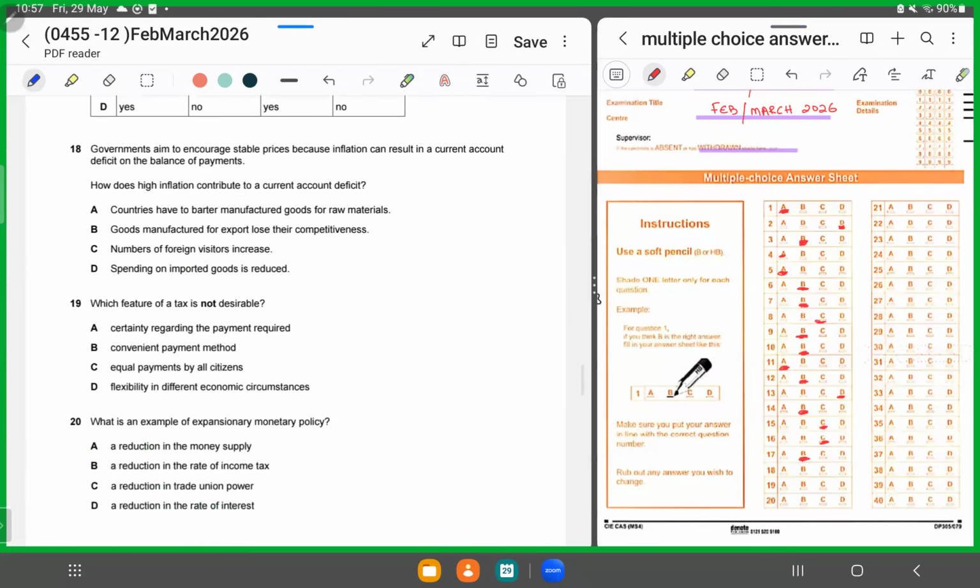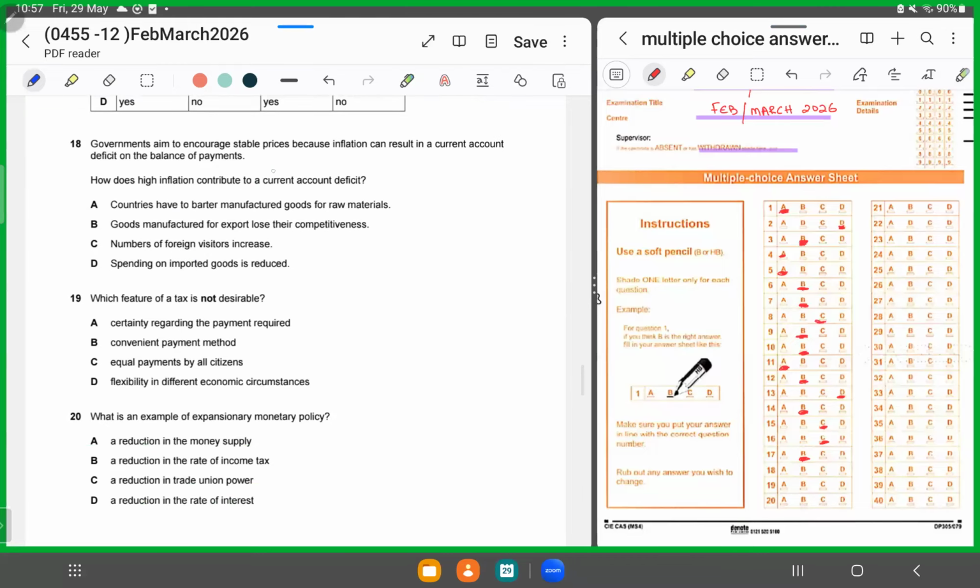Number 18. Governments aim to encourage stable prices because inflation can result in a current account deficit in the BOP. So the government wants to have less fluctuation in the inflation rate, less fluctuation in the price level, so that the BOP, the current account, is not in deficit. How does inflation contribute to the current account deficit? So now they're asking us, how do you think inflation would cause a current account deficit?